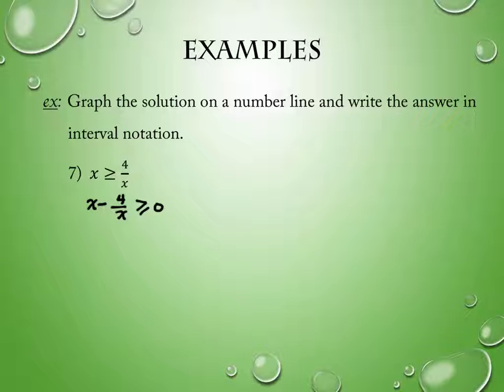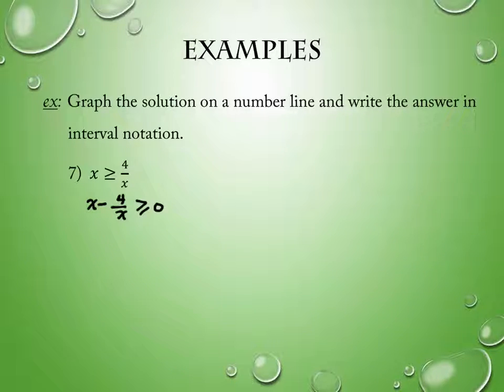Now, I know that typically we want to get rid of denominators. We can't do that with inequalities because if I tried to multiply everything by the denominator, which is x, I wouldn't know if I was multiplying by a positive or a negative number. If it was positive, the direction of the inequality would stay the same. But if it were negative, the inequality's direction would be different. So I can't just multiply by a variable. I have to leave it in the problem.